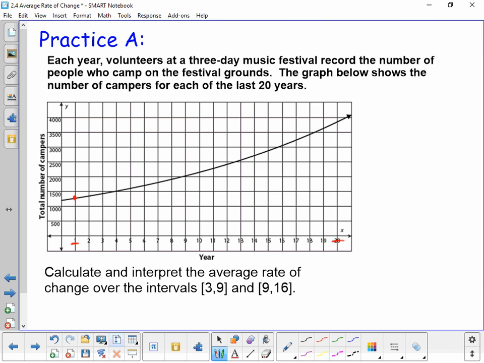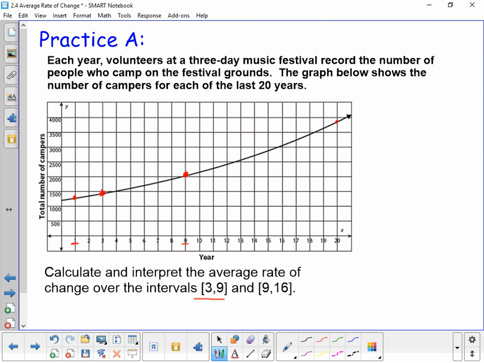All the way to the 20th year, where they had just under 4,000, maybe 3,800 or so. So our question is, we would like to calculate and interpret the average rate of change over the interval from 3 to 9. So between year 3 and year 9. The 2 points on the graph that we're thinking about are this one right here, and for year 9, right up here.